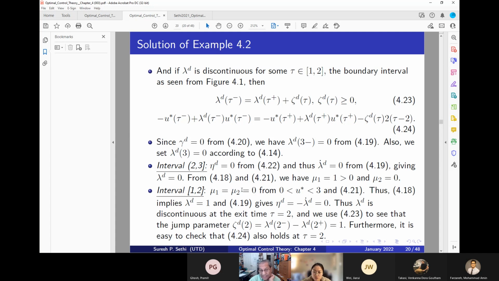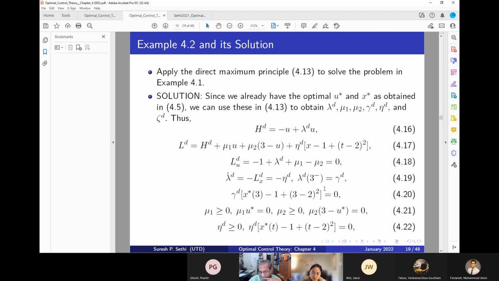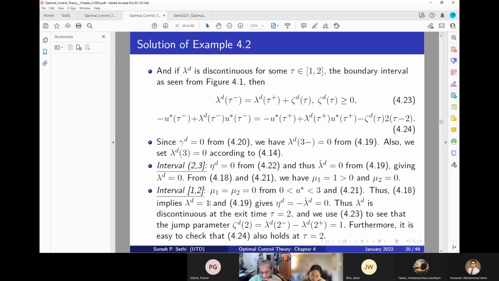On 1 to 2, the control is strictly between 0 and 3. So mu1 and mu2 are equal to 0. These are the multipliers for the control constraint. Since u star is less than 3, we have these guys equal to 0. And then we go back to 4.18. So these guys are 0, and the Lagrangian is 0, so lambda d equal to 1. See, this is what is going on. Lambda d equal to 1.